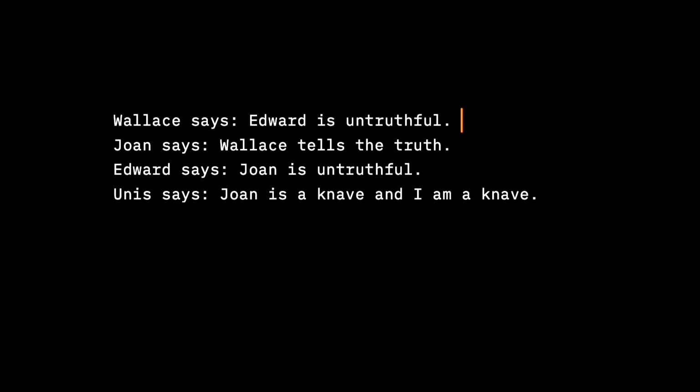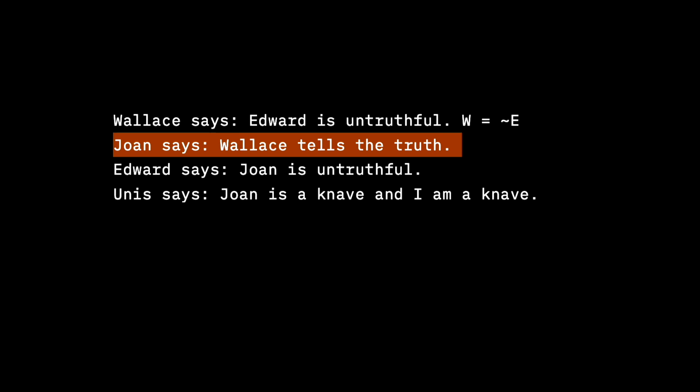So Wallace says Edward is untruthful. Okay, untruthful, that's like lying. The only people who lie are knaves. So basically, Wallace is saying that Edward is a knave. So that is going to be the sentence: Wallace is a knight, having the same value as Edward is a knave. I've written it down like this.